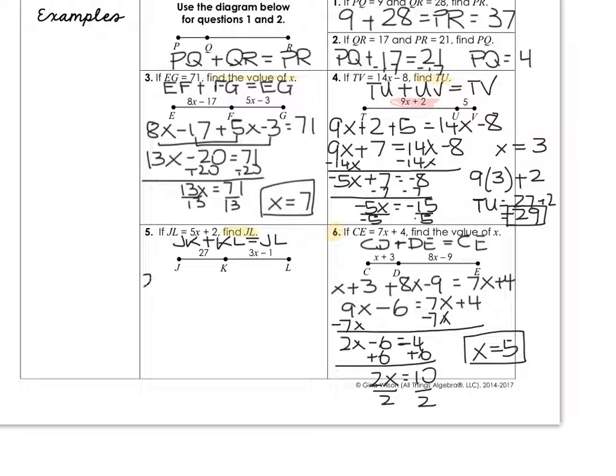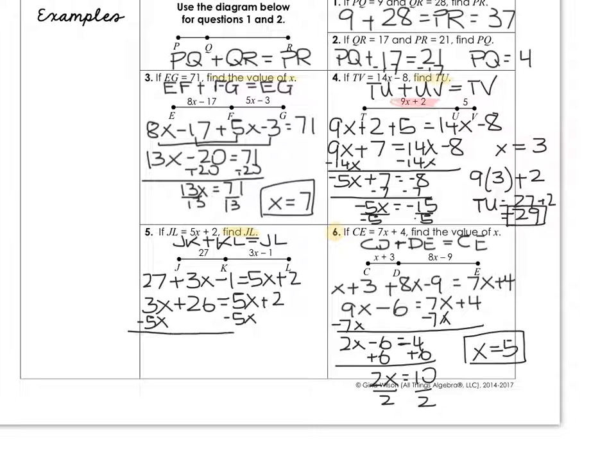Substitute in that first. 27 plus 3x minus 1 equals 5x plus 2. Combine like terms. So I have 3x, 27 minus 1. I would just move x's to the left. Does not matter which one; you could always subtract 3x from both sides instead.